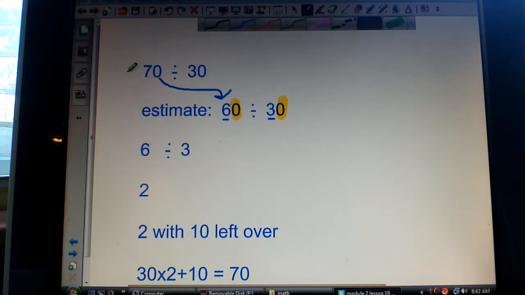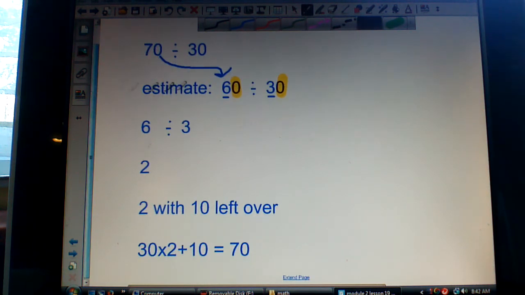Everybody with me so far? You should be able to understand this because it's pretty much a review. So then we have divided by 10 in our head. Okay, we could do that now. And we're left with 6 divided by 3, and the answer is 2. However, now we want to put back the 10 that we took out when we estimated.